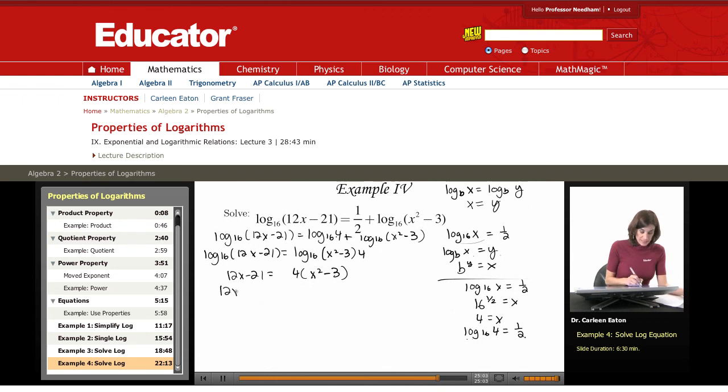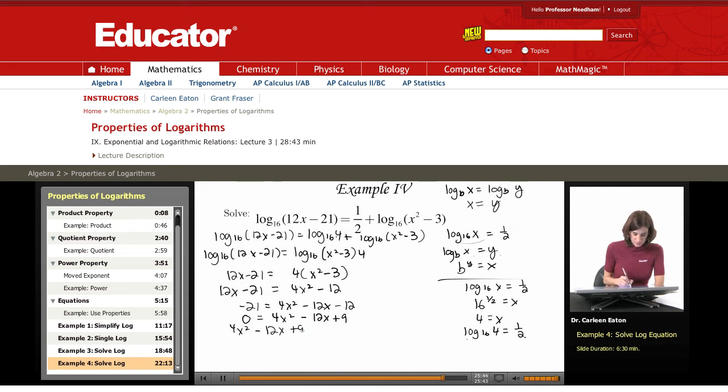This is going to give me 12x minus 21 equals 4x squared minus 12. I have a quadratic equation. I need to first simplify, so let's subtract 12x from both sides. I'm going to set the whole equation equal to 0. That's negative 21 equals 4x squared minus 12x minus 12. I'm going to add 21 to both sides to get 0 equals 4x squared minus 12x plus 9. I'm going to rewrite this in a more standard form with the variables on the left.